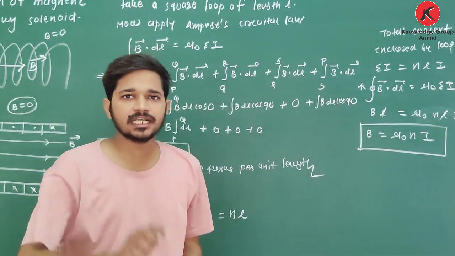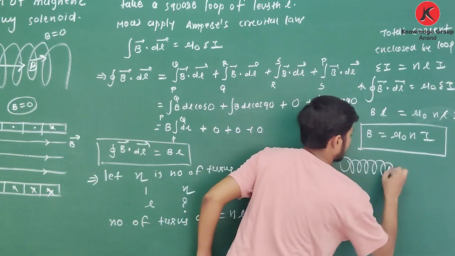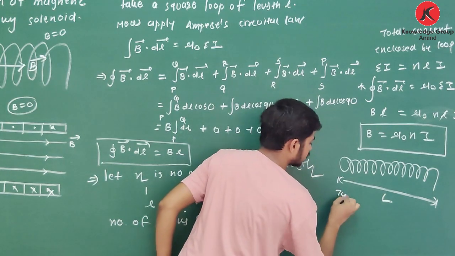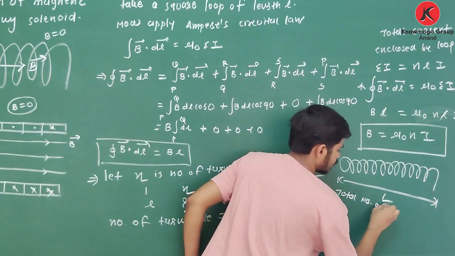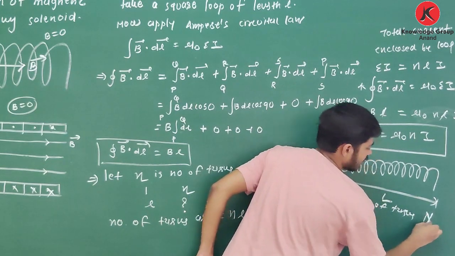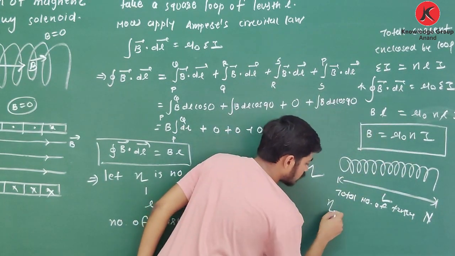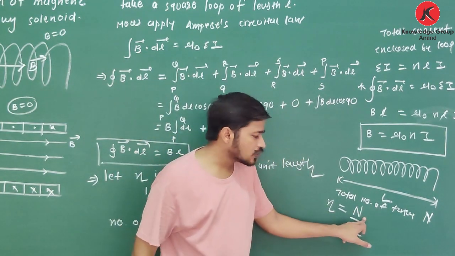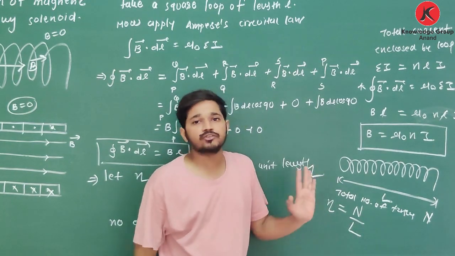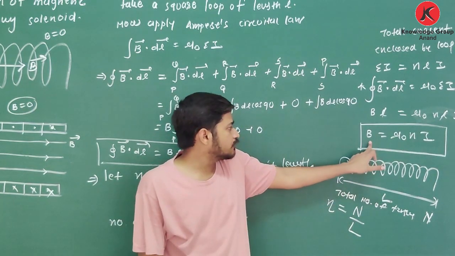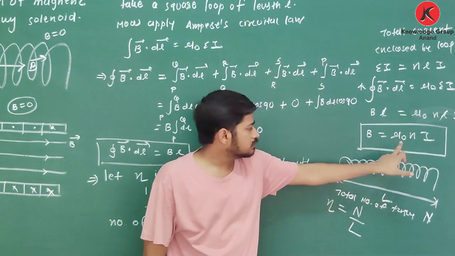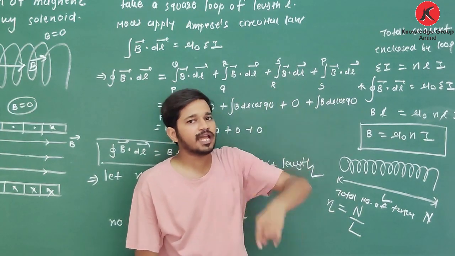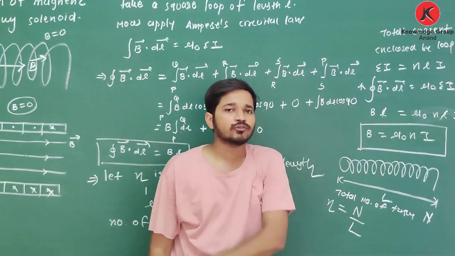So mu 0 is the permeability of free space, and remember small n is the number of turns per unit length. If I have one solenoid whose length is L and total number of turns is N, then how to find small n? Small n means the total number of turns per unit length. Clear about this? So B is equal to mu 0 nI: mu 0 the permeability, small n the number of turns per unit length, and I the current flowing through it.